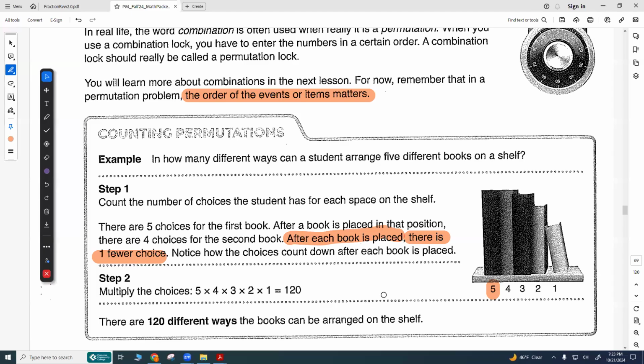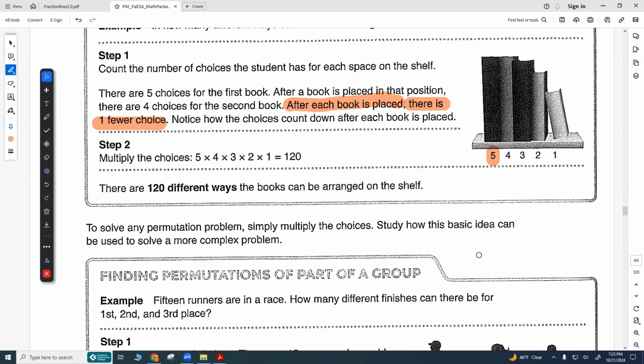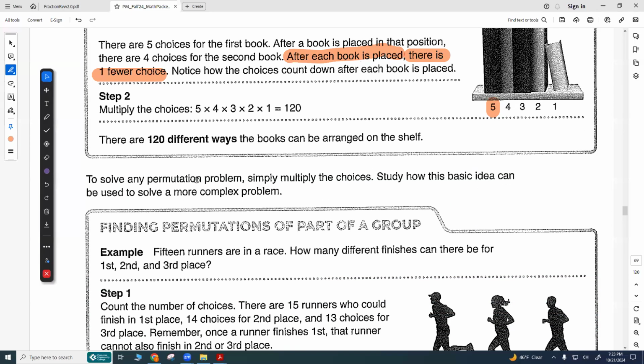Okay. 5 books, 5 slots on the shelf. So we know that for slot 1, we have 5 choices, 4 choices, 3 choices, 2 choices, and only 1 choice by the very end. Multiply those 5 choice slots together, and that gives our total number of arrangements. And so here, to solve any permutation problem, simply multiply the choices. Study how this basic idea can be used to solve a more complex problem.